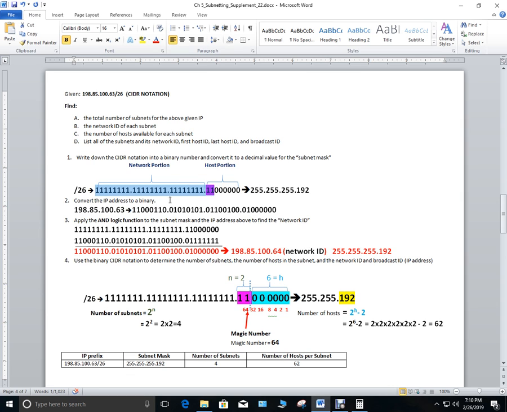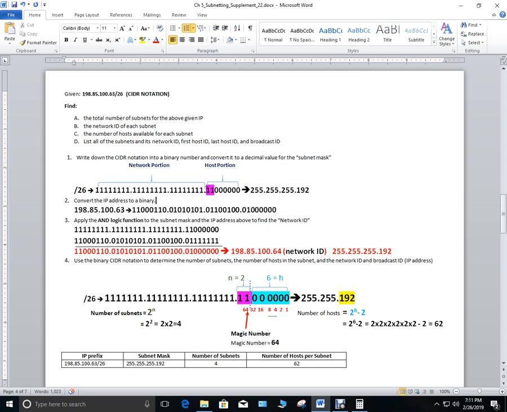Each octet has 8 bits, so this is 8 bits of 1. The second octet also has 8 bits, making a total of 16. The third octet has another 8 bits, making a total of 24, and add 2 more to make a total of 26. That's where the 26 comes from, 26 one-bits. And we simply fill the rest with 0.